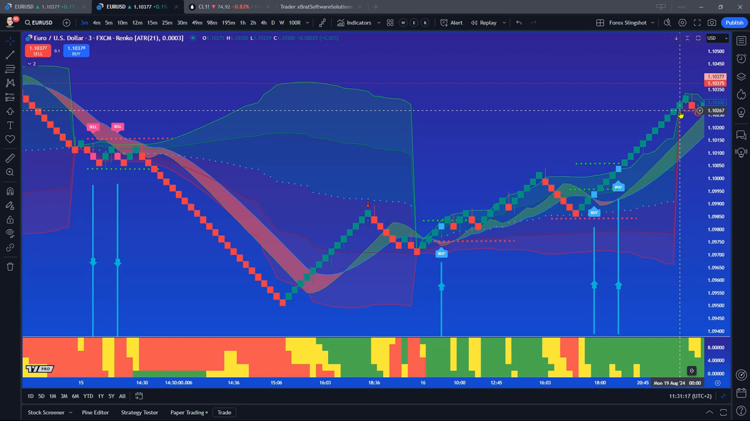And it's fantastic that we can use these sort of chart types on TradingView.